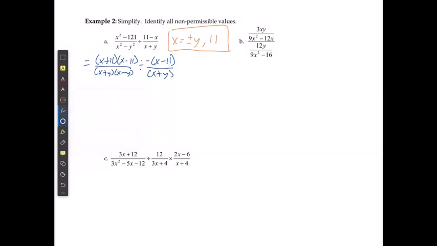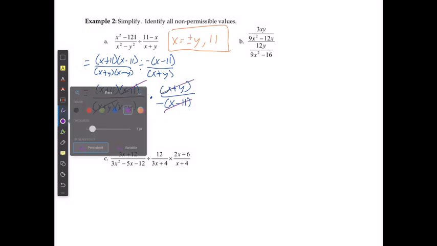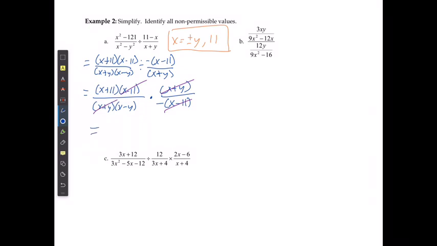I'm going to flip the divisor and I'm going to start to cancel out. So I have an x minus 11 I can take away from the top and the bottom, x plus y I can take away from the top and the bottom, and my simplified form is going to be negative (x + 11) over (x - y).